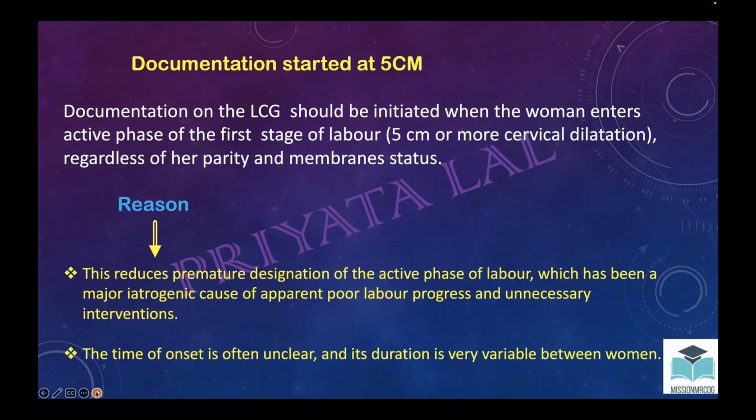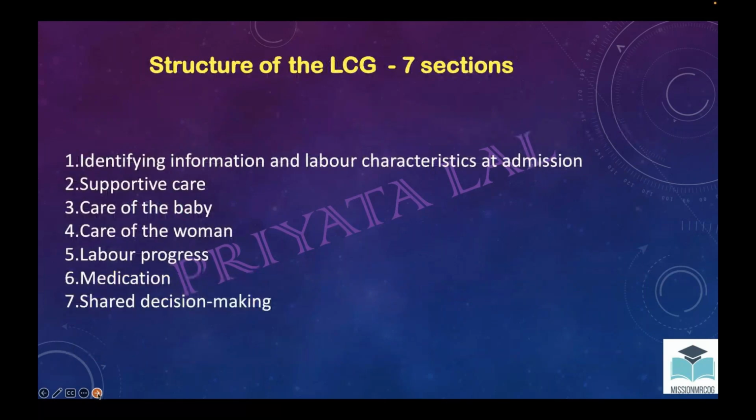This the role player asked in the exam. Now, to simplify it, the structure of LCG. LCG has got 7 sections. I'll be speaking about them. So, identification details, supporting care, care of baby, care of mother, labor progress, medication, shared decision making. I'll be summarizing it at the end also.